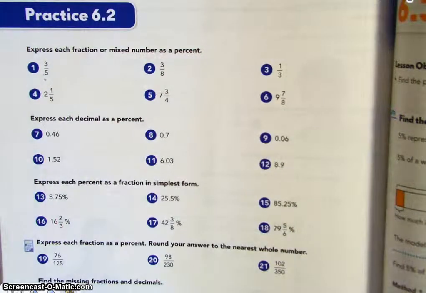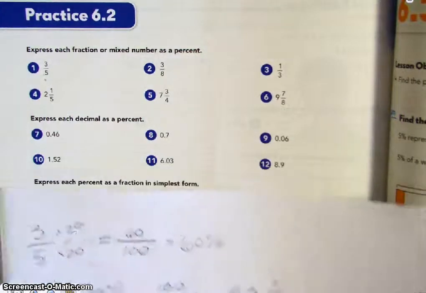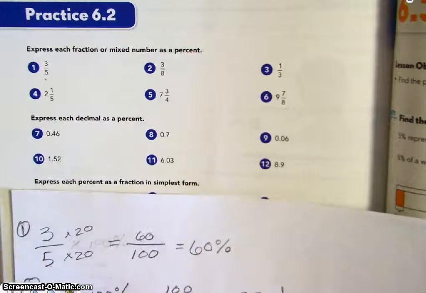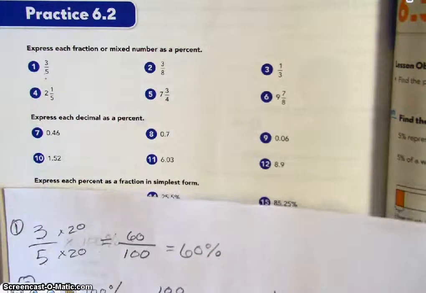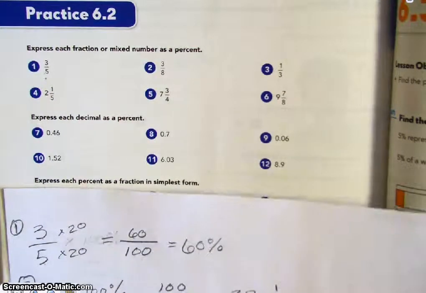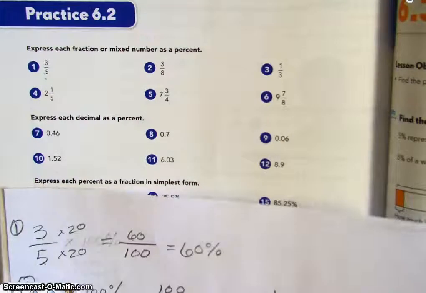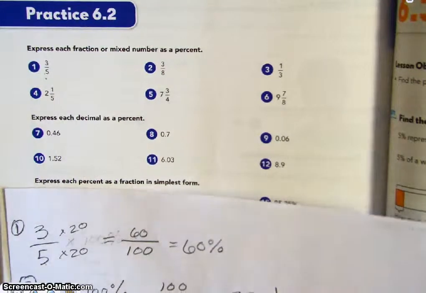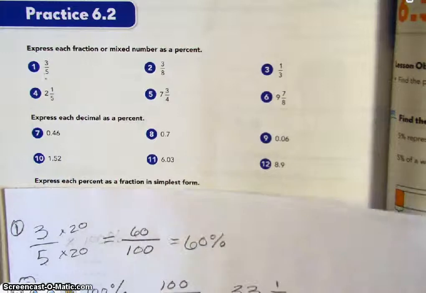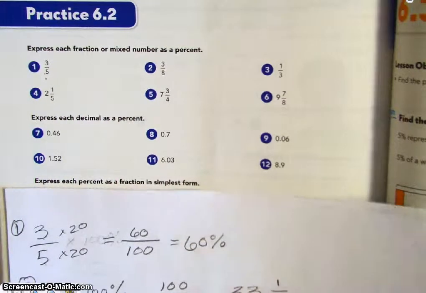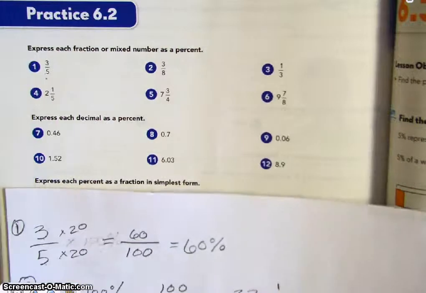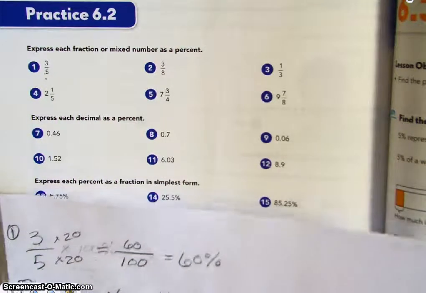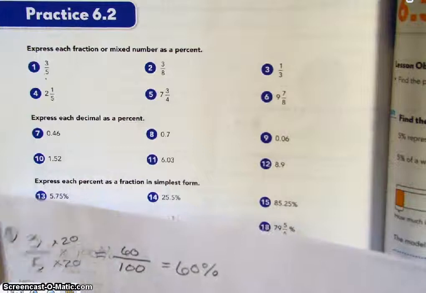So let's go ahead and do the number 7 together. This was number 1, this is 3, this is number 7. All right, so we are doing number 7, which is 0.46, and so we would just move our decimal place 2 over, and it would be 46 over 100, which is 46%. And then way down here on number 12, let's do that one together, is 8.9, moving it over 2. I would have to add a 0 there.